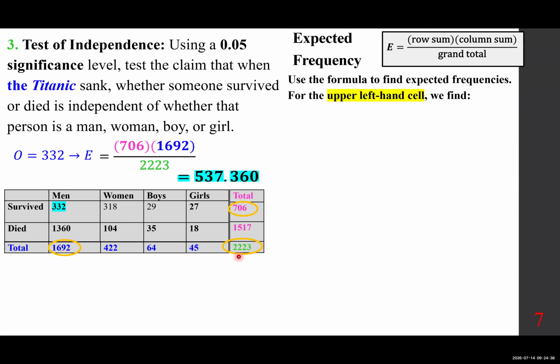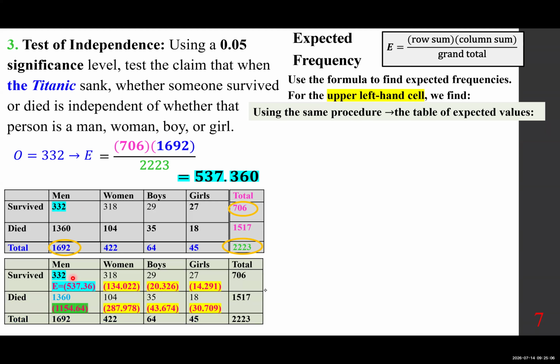So although 332 survived, the expectation would have been this number. Although this is not a whole number, and we're dealing with a discrete variable so it has to be a whole number, this is an expectation, so you can keep it as such. So using the same procedure, the table of expected values, we do the same thing. So we did it for one cell. We do it for each and every one of them, and it creates the following. If you were to do it for this cell, it becomes 134.022 and so on.